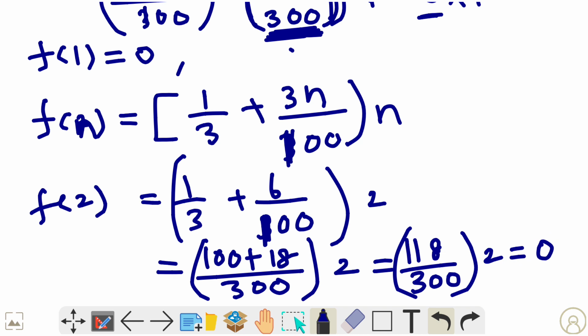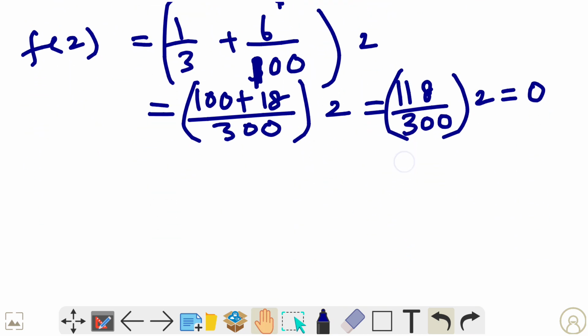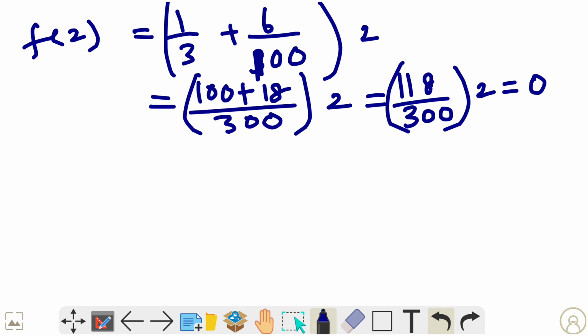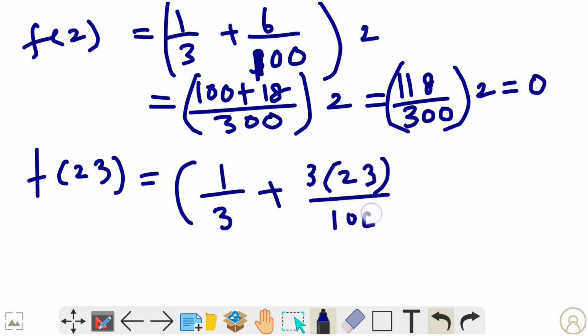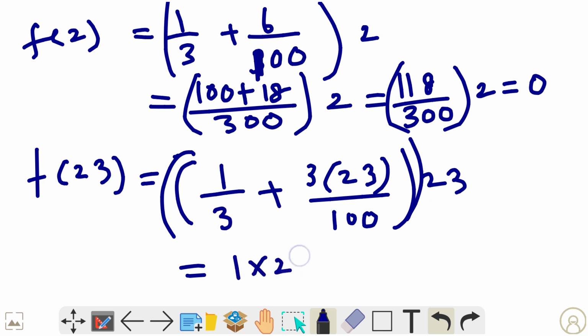Okay, f of 2 is also 0, so f of 3 is also 0, f of 4 also 0, f of 5 also 0, up to f of 22 also 0. When you put n equal to 23, f of 23 is 1 by 3 plus 3 into 23 divided by 100, into 23. This result comes 1 point something, so the greatest integer is 1. So 1 into 23 is 23.